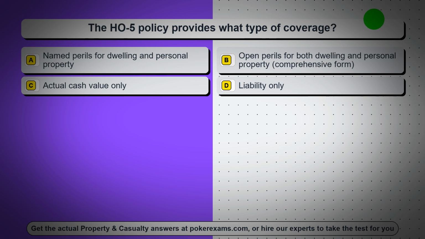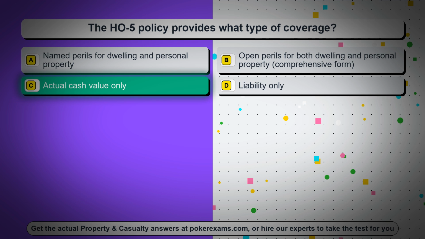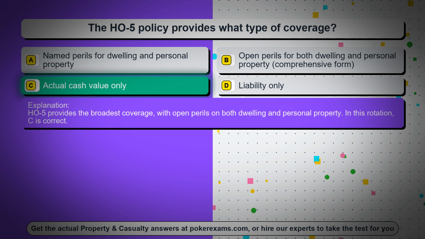Question 8. The HO5 policy provides what type of coverage? Option A, named perils for dwelling and personal property. Option B, open perils for both dwelling and personal property, comprehensive form. Option C, actual cash value only. Option D, liability only. The correct answer is option C, actual cash value only. HO5 provides the broadest coverage, with open perils on both dwelling and personal property. In this rotation, C is correct.